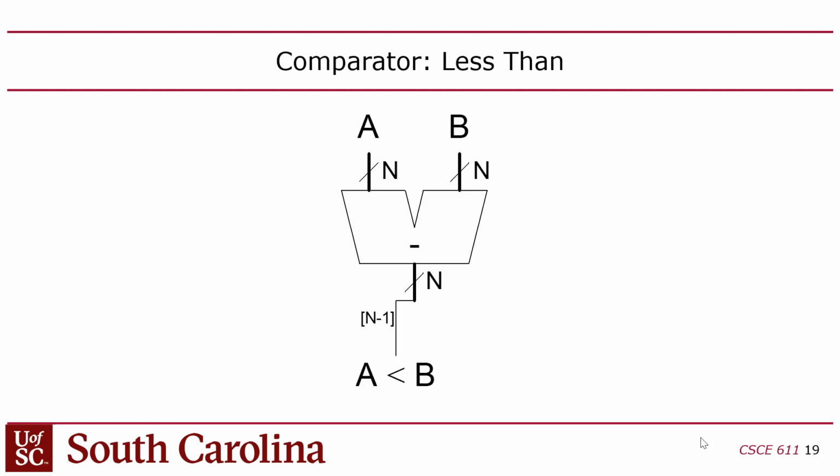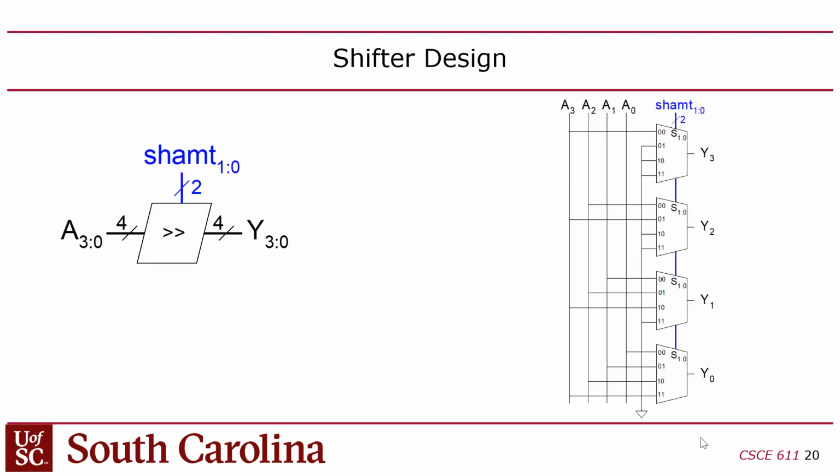Okay, less than. If you want to know if A is less than B, you kind of have to subtract. I don't know how else you could, at least for signed or even unsigned. You have to subtract and check the sign bit of the result. And then we talked about shifters. This is a barrel shifter, but it only shifts one direction, right?